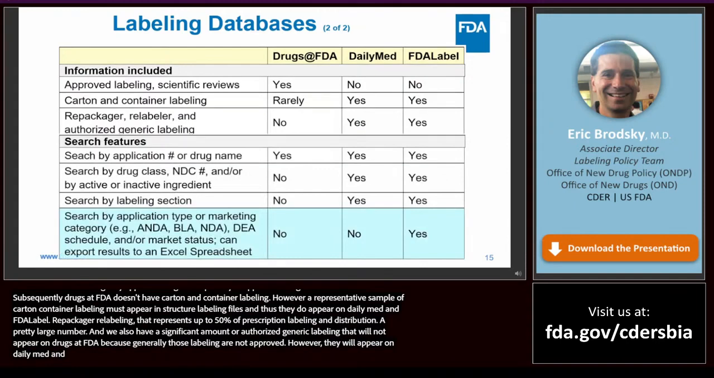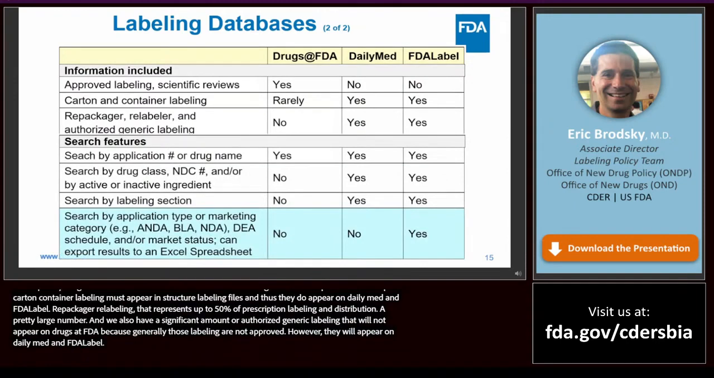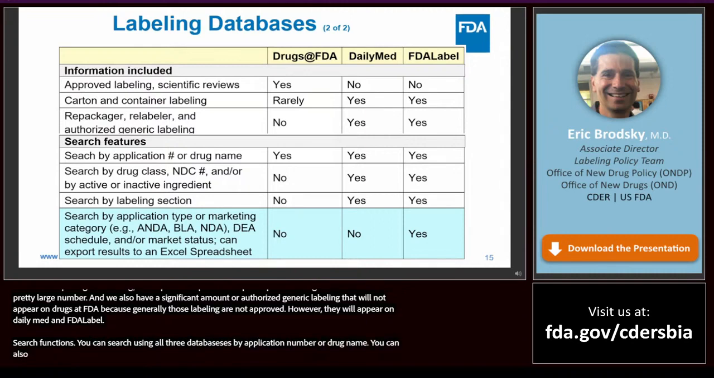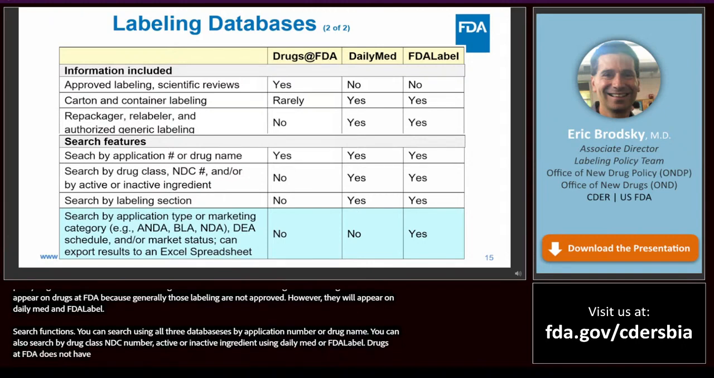Now, search functions. You can search using all three databases by application number or drug name. You could also search by drug class, NDC number, active or inactive ingredient using DailyMed or FDALabel. Drugs@FDA does not have that search capability. You can search by labeling section. We talked about that earlier on DailyMed and FDALabel.